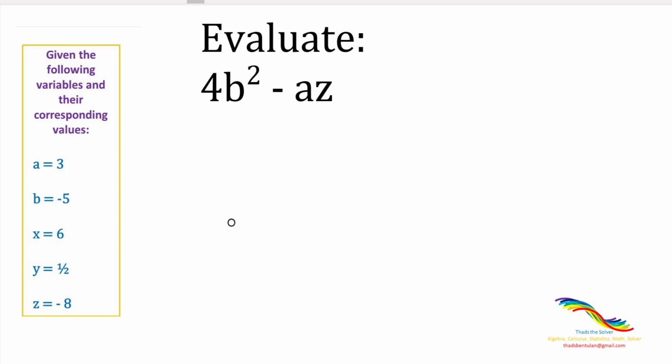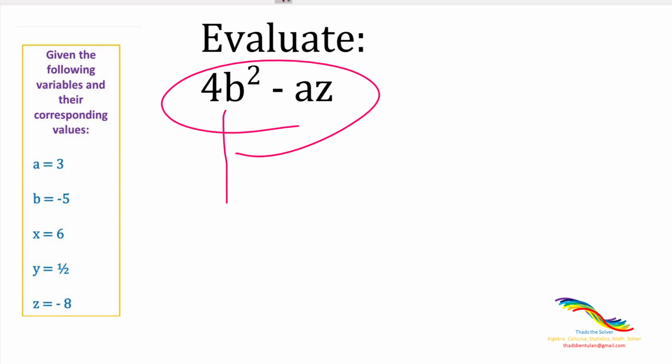We solve problems in algebra, calculus, statistics, and other math problems. For this particular problem, we need to evaluate the expression 4b squared minus az. So that's 4b squared minus az, which means 4 times b squared, that is b raised to the power 2, minus az.